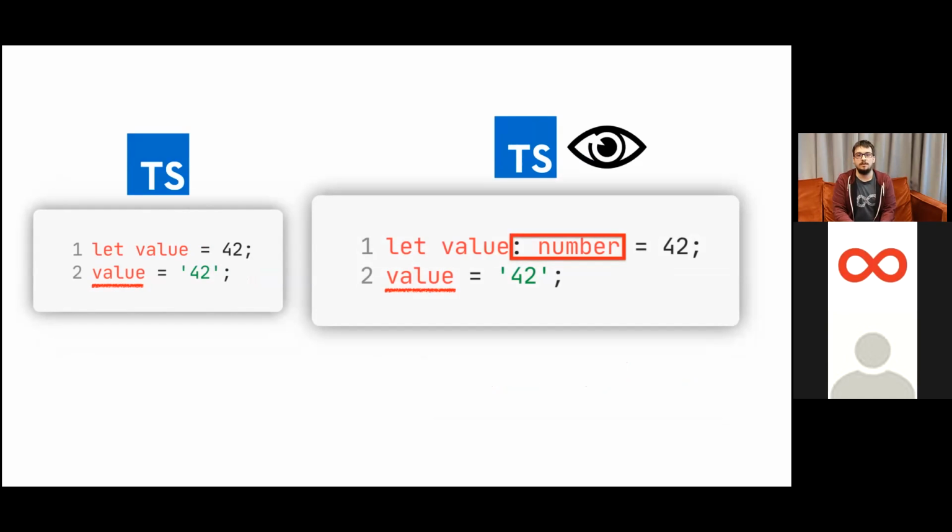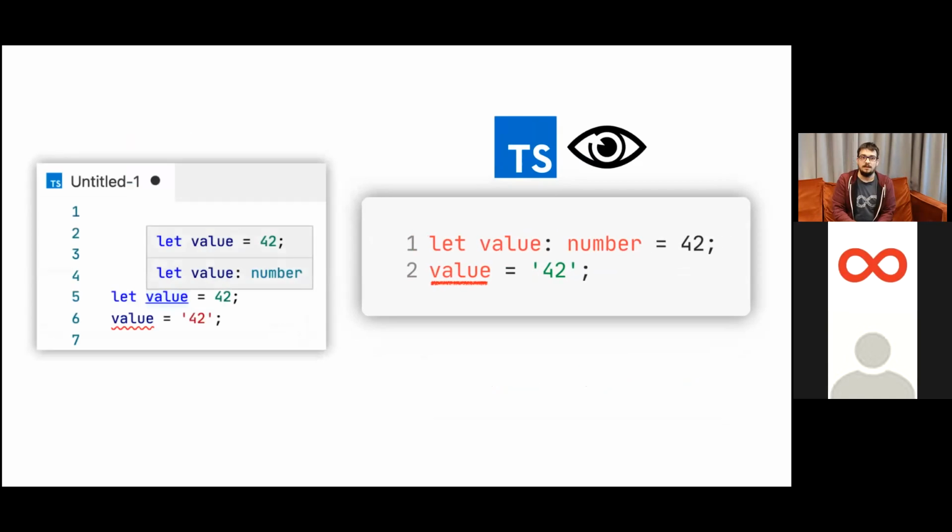So those are types. We add this colon symbol and we write a type. And if you are in a VS Code editor or many other editors as well, when you hover over a variable, you will see that there is an inferred type of number. That is something that the TypeScript compiler tells us, that it's a number.